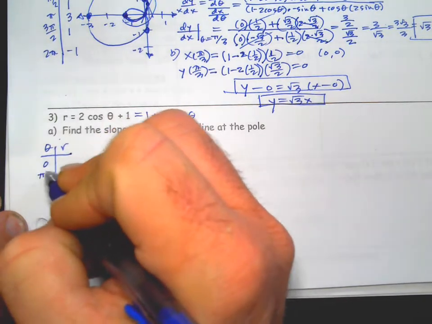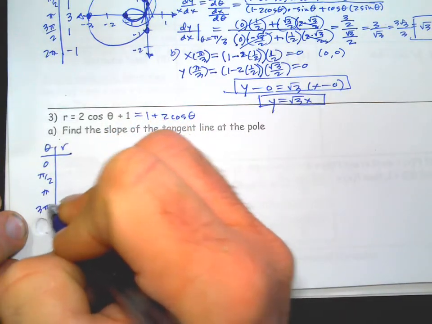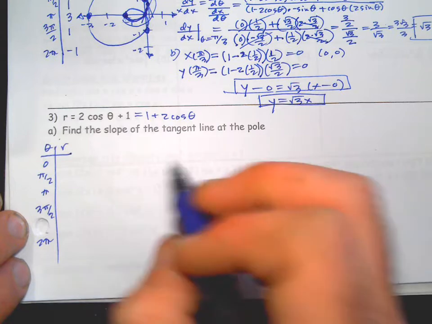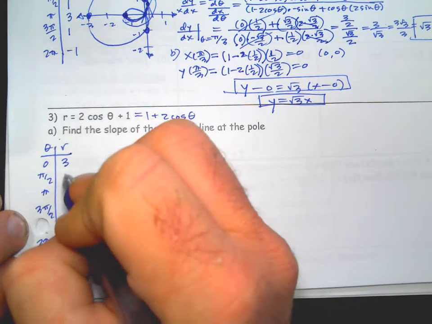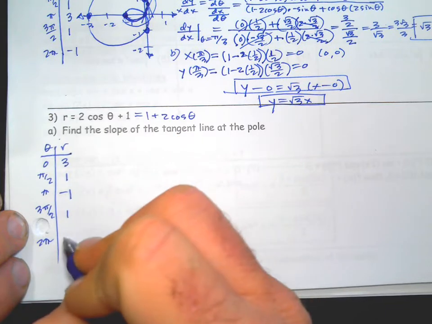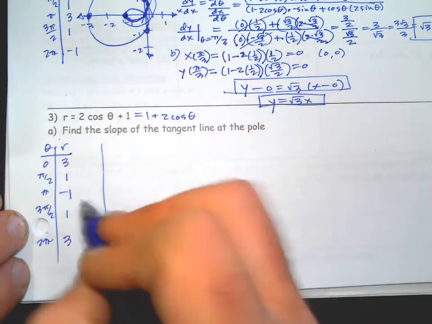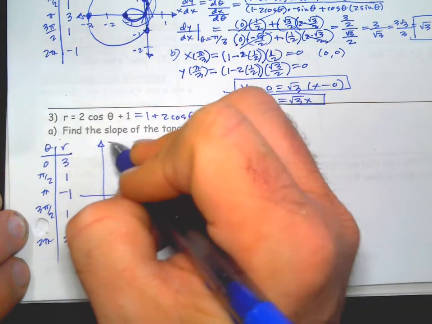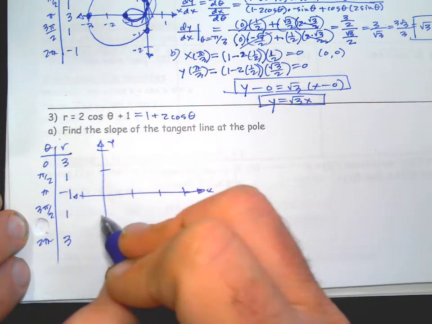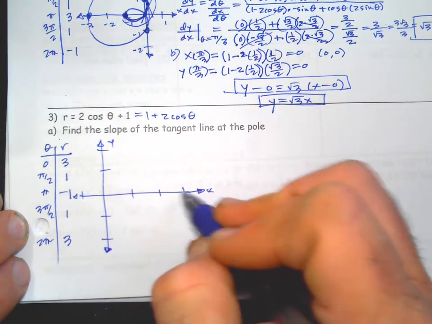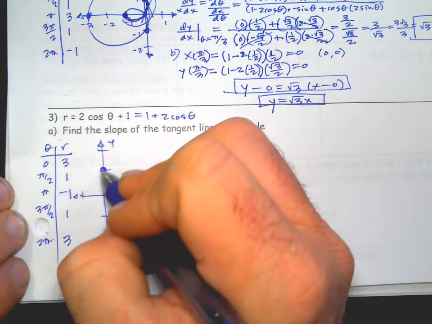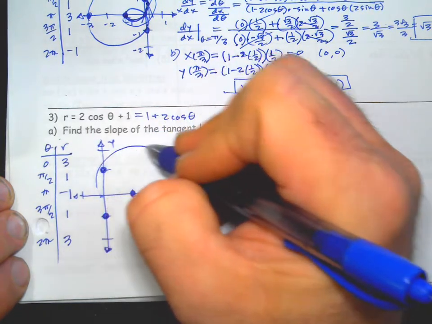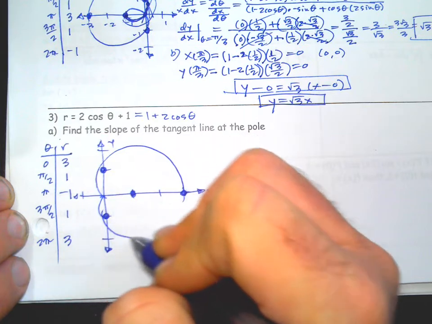So 0, pi over 2, pi, 3 pi over 2, 2 pi. So plug 0 in there. Cosine of 0 is 1, so it's going to be 3. And pi over 2 is going to be 1. Negative 1, 1, 3. It's bigger to the right. And so 0, 3, pi over 2, 1. Pi, negative 1, has that in a loop. 3 pi over 2, 1. So yeah, it's going to look like that.